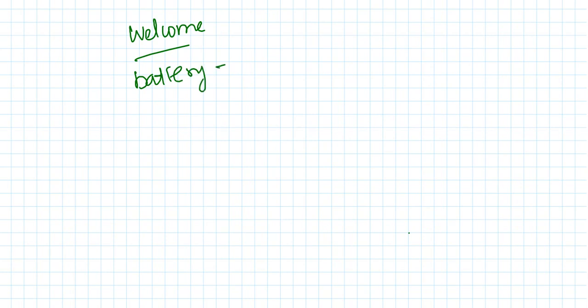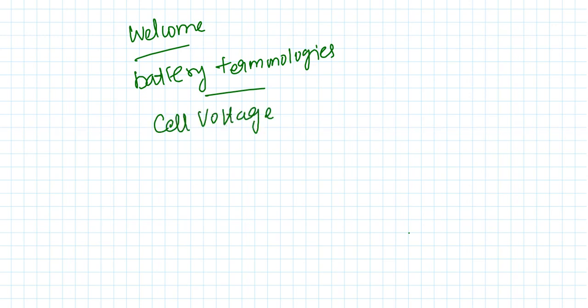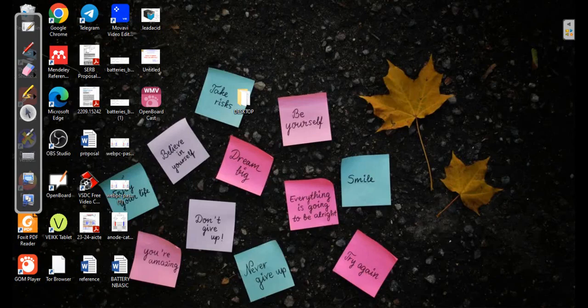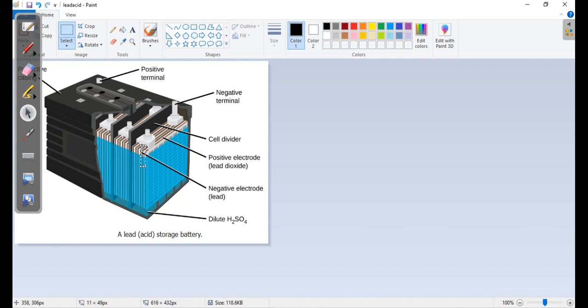So, battery terminologies. The first terminology we can say is cell voltage and battery packs. Now you can see, here this is a battery pack. This entire pack, the outer layer of the black color, is called a battery pack.